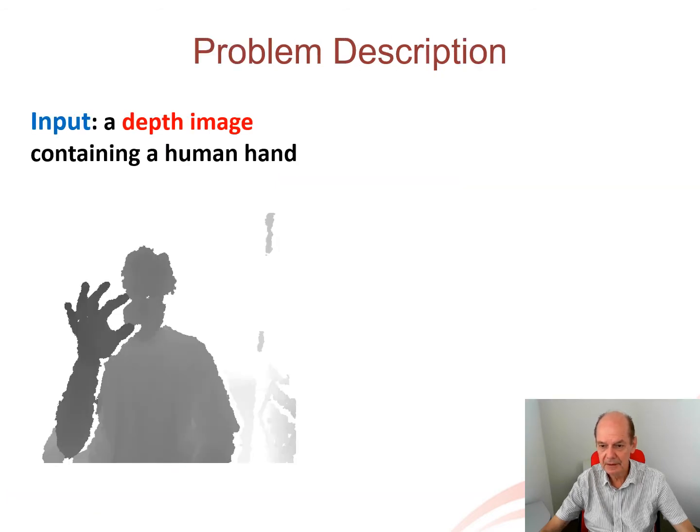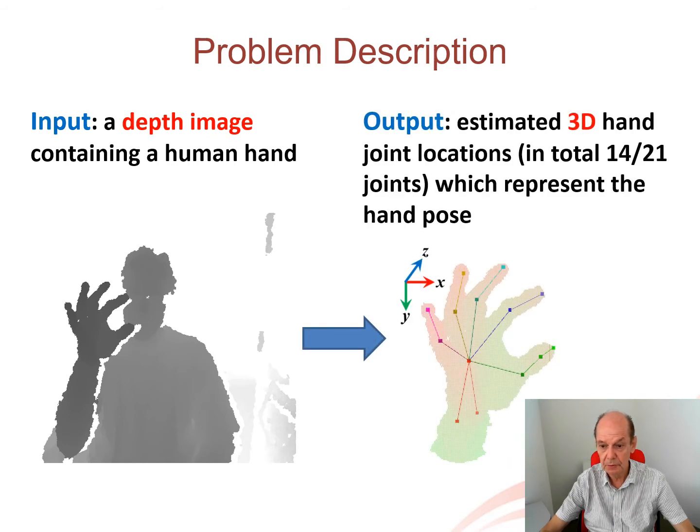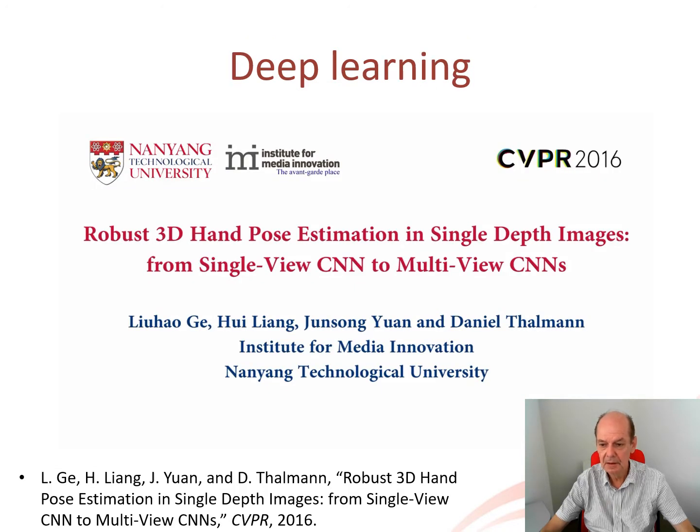Now, what is the problem? In fact, we have as an input a depth image containing a human hand. And what we want to get as output is an estimation of the joint locations, which is a hand pose. You can see here a movie where we have the estimation in a simple depth image using deep learning.